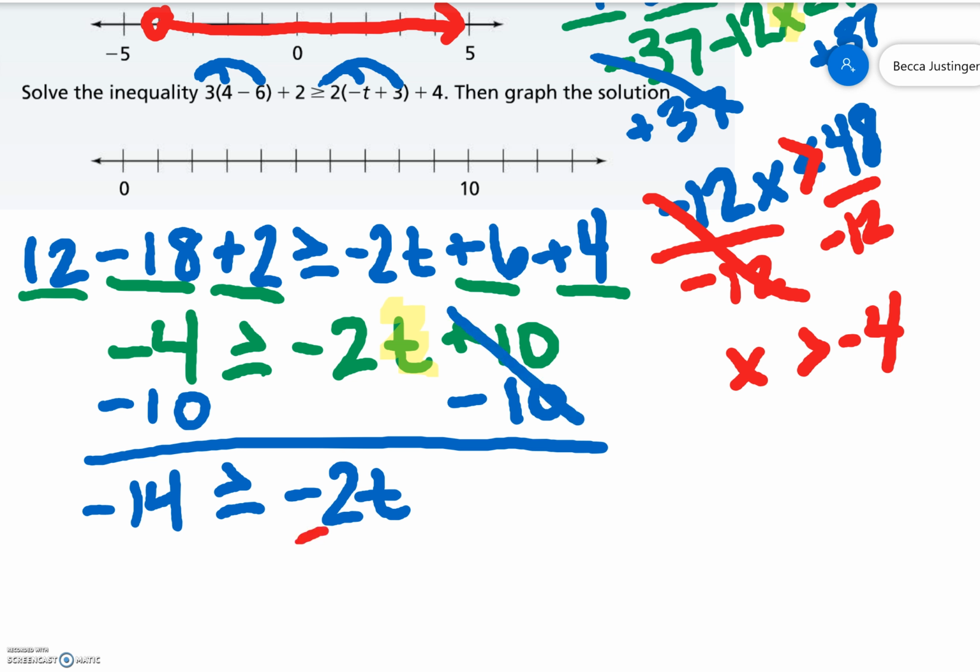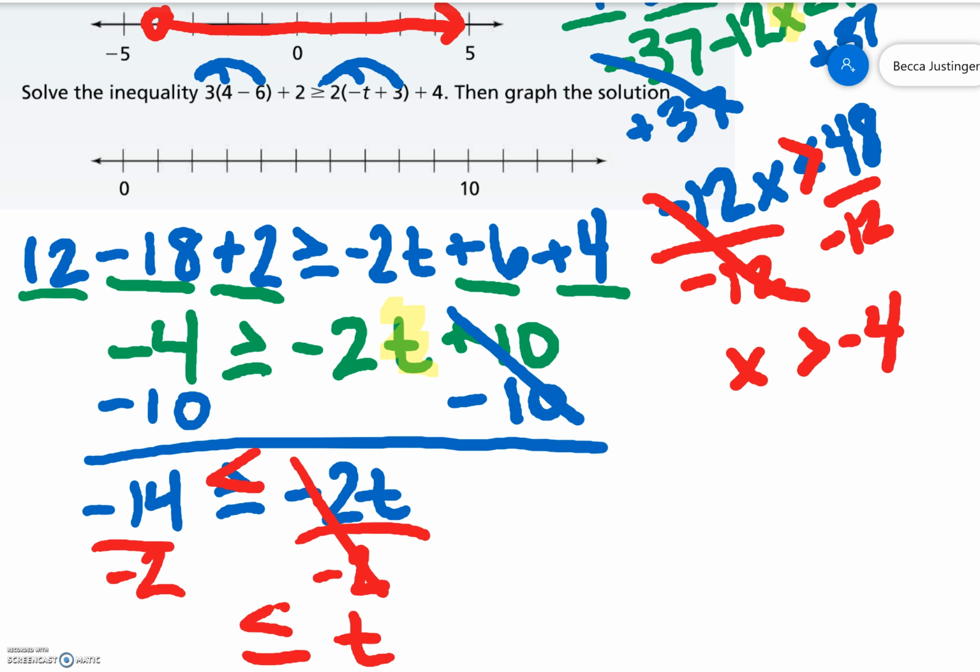Now I need to divide both sides by -2. Cancels out on the right. I divided by a negative, so I need to flip my symbol. And this is 7. So 7 is less than or equal to t, so t could be 7. So we're going to put that there. 7 is less than t, so that means t is anything greater than 7.